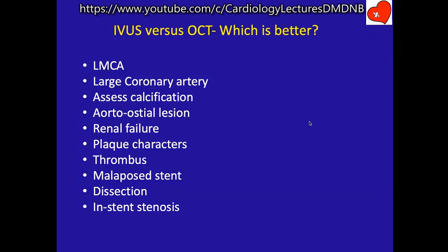Okay, LMCA. Which one will you use? Intravascular ultrasound, sir. Ultrasound. One person, please. If too many people talk, I can't hear. Anybody, volunteer, please.